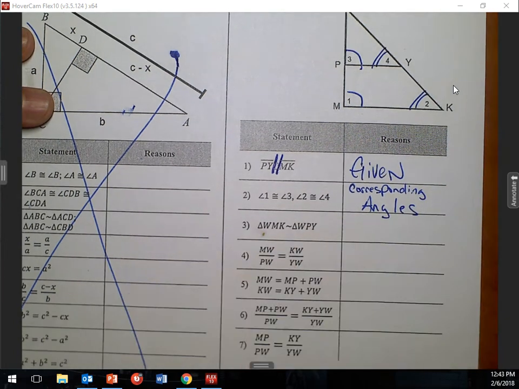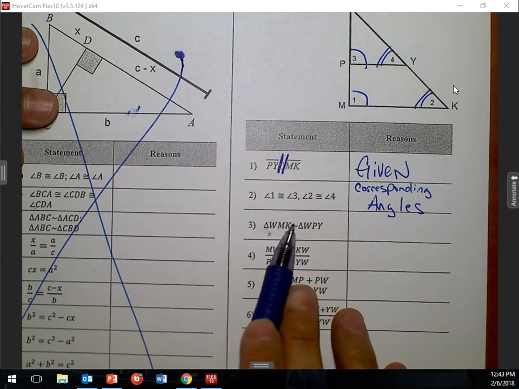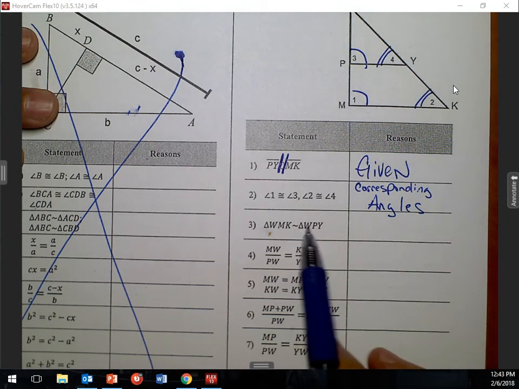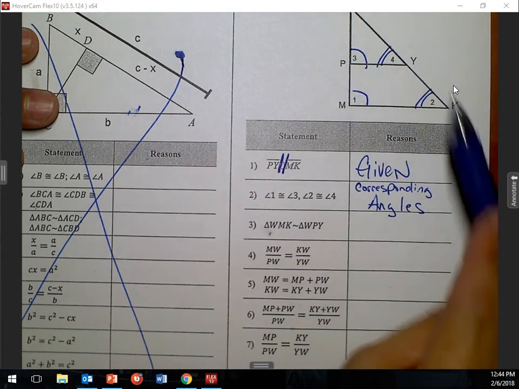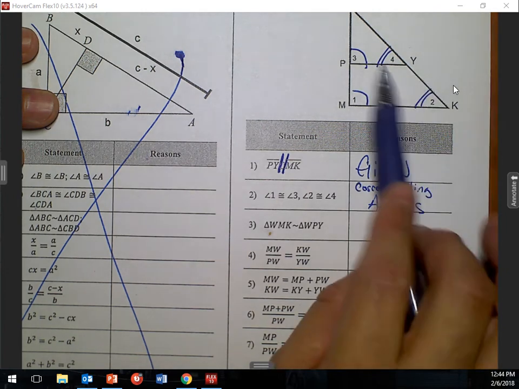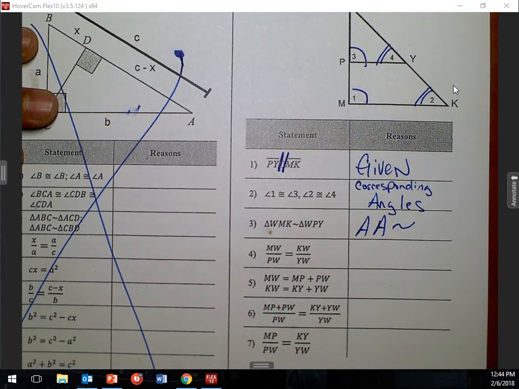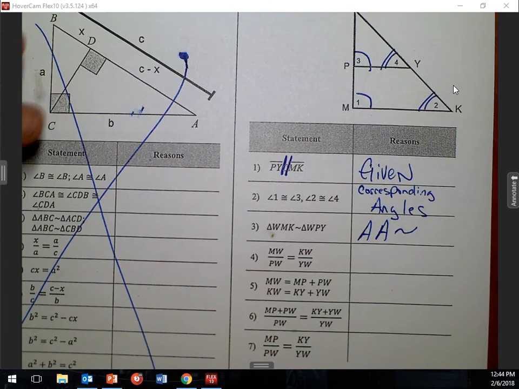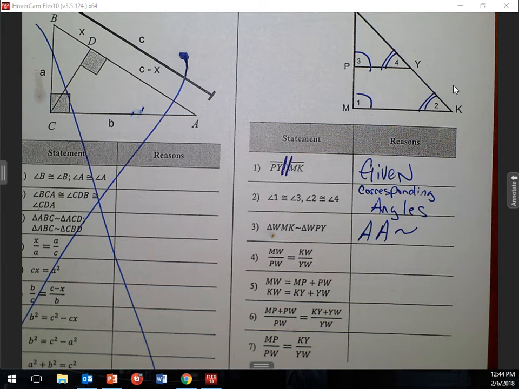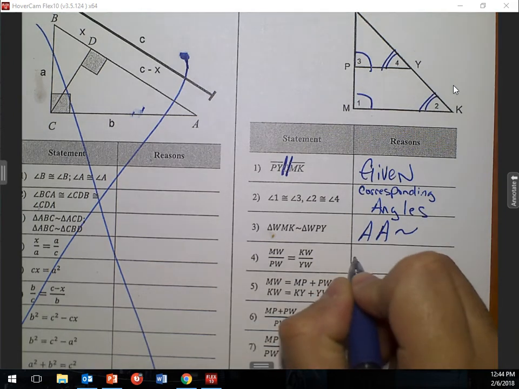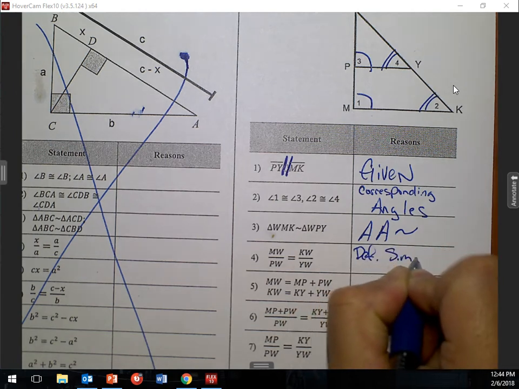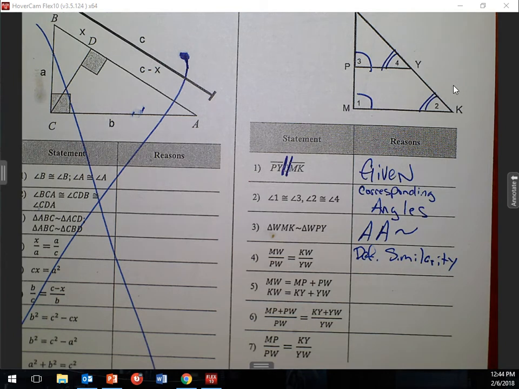All right. Next one. It says that triangle WMK, the big one, is similar to triangle WPY. What information is given here and here? Angle, angle, right? I have 2 angles, so my reason for that is angle, angle similarity. Looking at your notes, find the statement that looks like that. What's the reason for number 4? Very good. Definition of similarity.